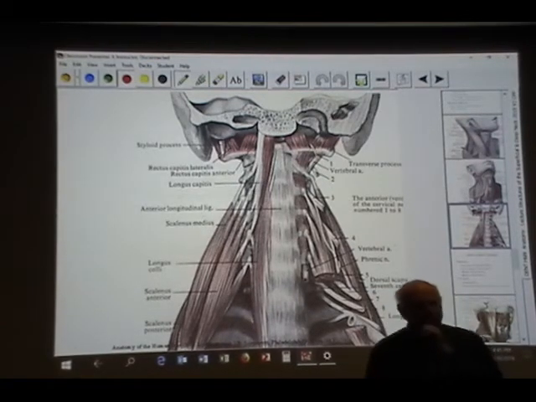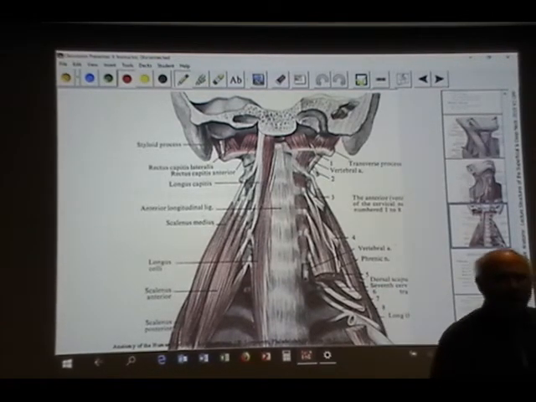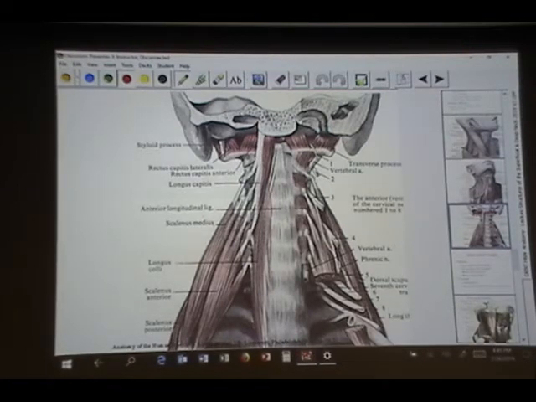What did we learn about the scalenes in heart and lung? Do they have anything to do with anything going on in the thorax? They help to lift the thoracic base. They help to lift the first and second rib. What does that do?